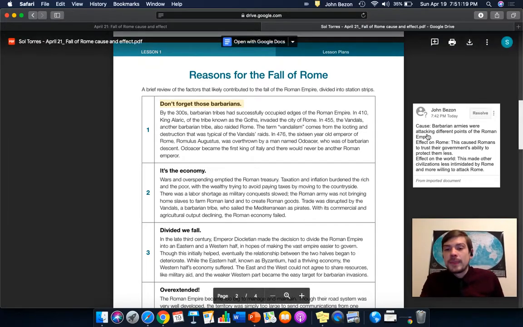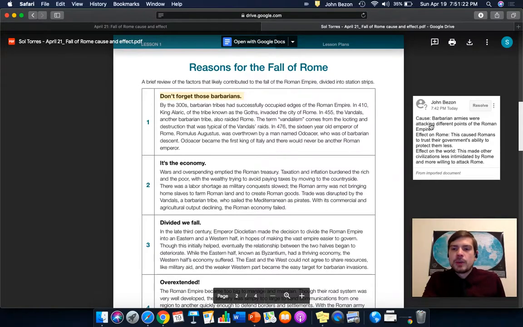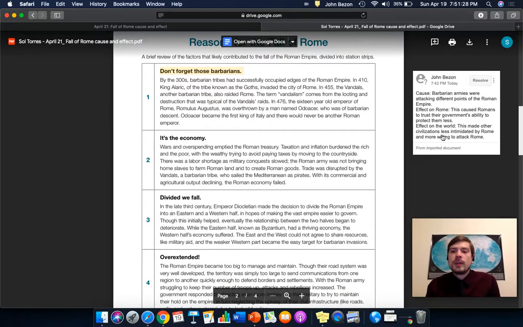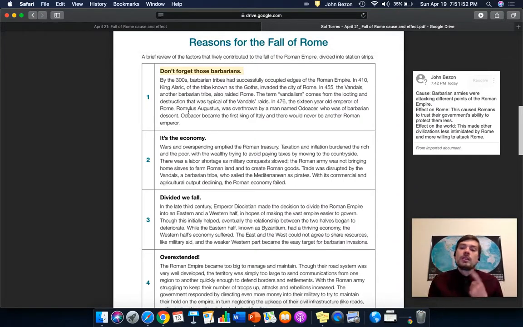So what I have written is the cause of the fall of the Roman Empire was barbarian armies were attacking different points of the Roman Empire. Here's the effect it had on Rome. This caused Romans to trust their government's ability to protect them less. If people are attacking your empire all the time, you're not going to trust your government to protect you. An effect it had on the world, this made other civilizations less intimidated by Rome and more willing to attack Rome. So again, I pulled all of that just from this little excerpt. You should do the same. You need to come up with 3. Highlight the title of it, explain the specific cause it's talking about, the impact it had on Rome specifically, and then the general impact it had on the world.